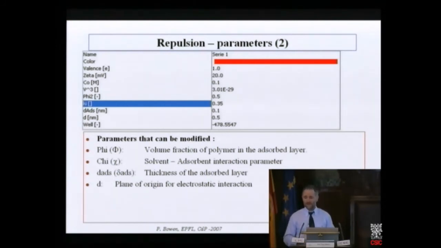You can also think of it as being where we measure the zeta potential, 0.5 nanometers. If you have an adsorbed polyelectrolyte which is charged, then it's a little bit more complicated. If it has a length of 5 nanometers, then it's not quite sure where we need to put the plane for the electrostatic interaction.